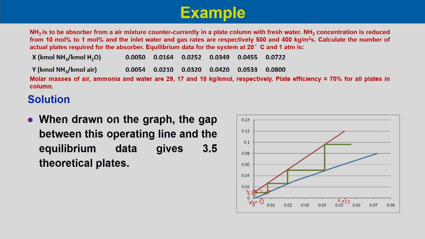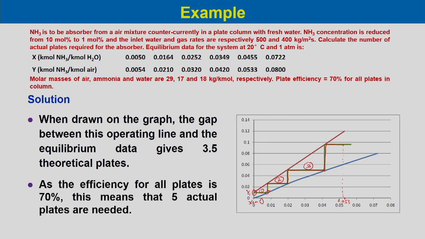So, this is one equilibrium stage, then move to the operating line and again move to the equilibrium curve. So, you will have another ideal stage, and a similar procedure you can follow. You will have the third stage, and then you can go to the exit stream composition, that is 0.053, and we can consider each half plate from the graph. So, essentially you will get 3.5 stages.